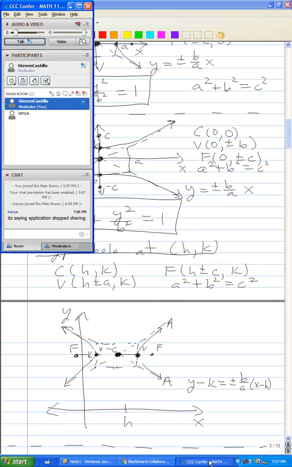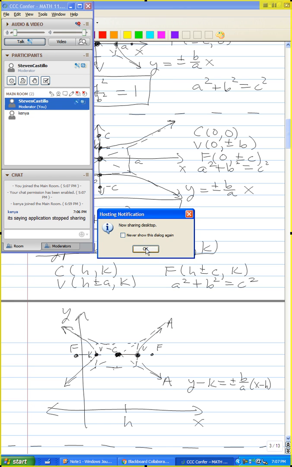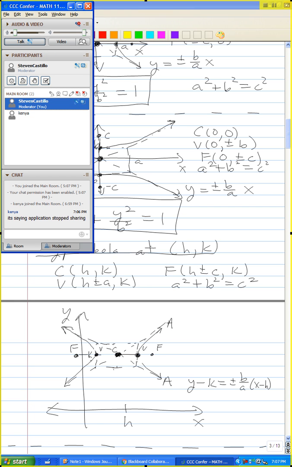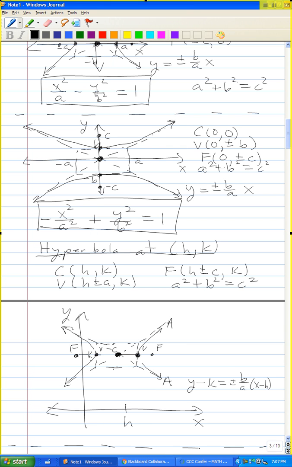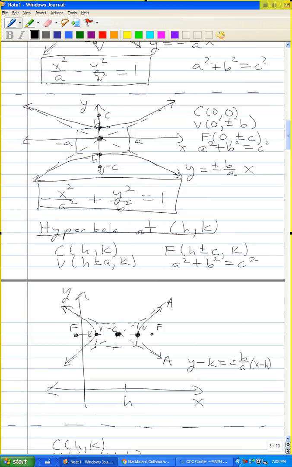Let me see what this is. It's saying it stopped sharing. Okay, let's stop. Sorry. Let me start sharing yet again. Okay, is it sharing now? Sorry about that. Sometimes it has a mind of its own for a second. Hopefully. Yay. Okay, sorry about that. It just sometimes does stuff like that.